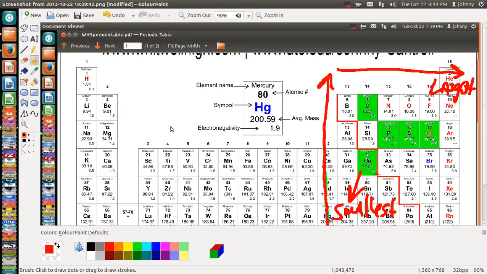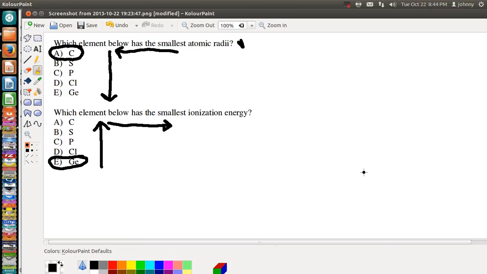So anyway, there's that, and we know that GE is smaller than carbon because it's lower. So anyway, there's that. So, all right, guys. I hope that this was helpful. Like I said, it's not rocket science. It's chemistry. So just follow the simple patterns and the trends, and you'll be fine.